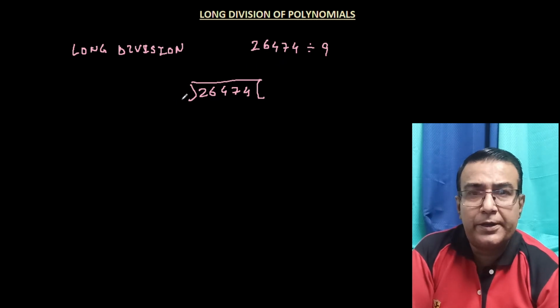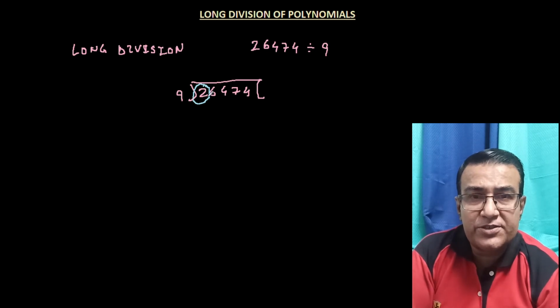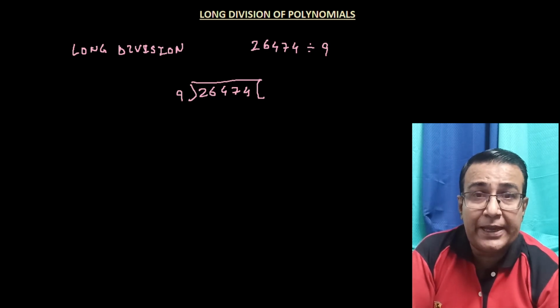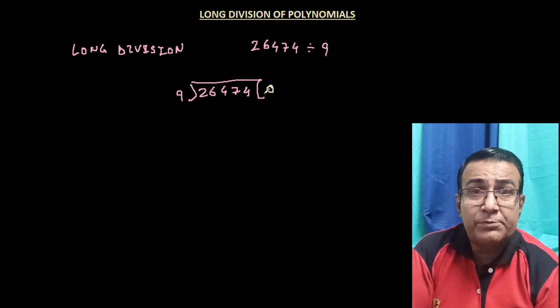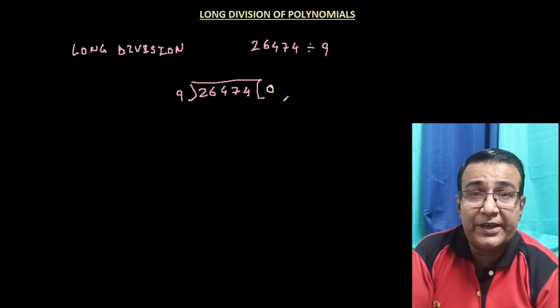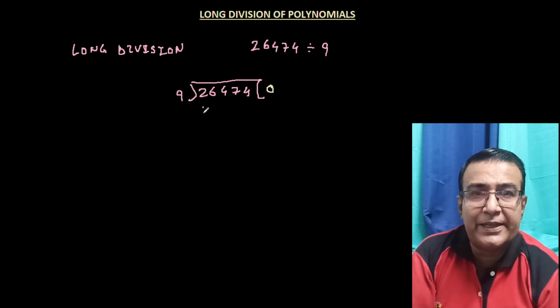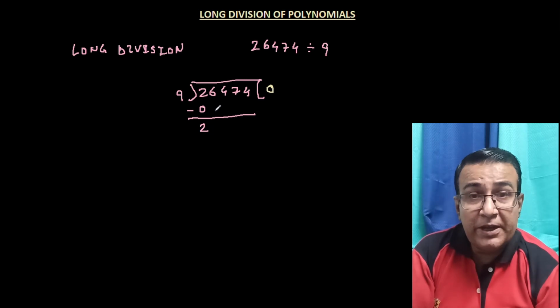So how do we divide it? Well, we take the first digit of the number, which is 2, and divide it by the divisor, which is 9. So how many times does 9 go into 2? Well, 9 times 1 is 9, so it obviously has to go 0 times. So we write 0 in the quotient. Then we multiply the quotient with the divisor. So 0 multiplied by 9 gives us 0. We write 0 beneath the 2 and subtract it from 2. We get the remainder as 2.